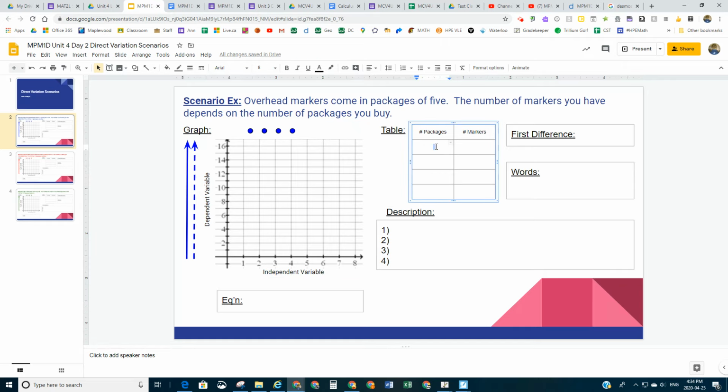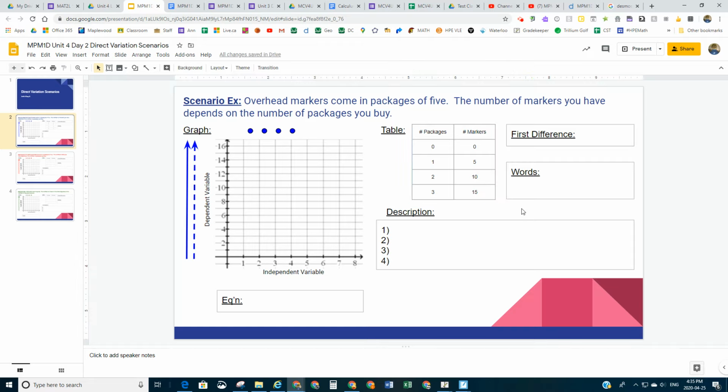Okay, and we're going to make just a quick little table of values here. We're going to always start with 0 as a good place to start, and then we'll just do 1, 2, and 3. So 0 packages, then 1, 2, 3. You can do that for your scenarios as well. If you buy 0 packages, then obviously you're going to have 0 markers. 1 package, you'll have 5 markers according to this description. 2 packages, we're going to get 10, and 3 will have 15.